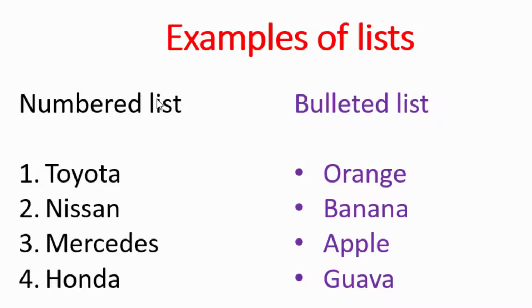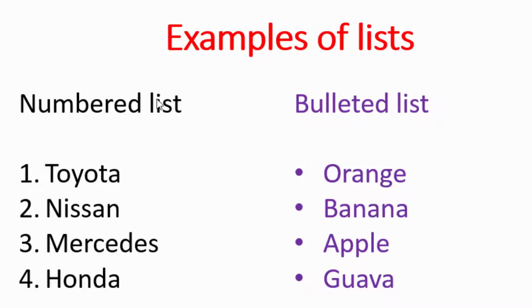We have lists where items are numbered 1, 2, 3, like that. Numbering could also be A, B, C, D, or we can use Roman numbers to number them: I for 1, II for 2, III for 3, and such. The lists which use numbering are called numbered lists.